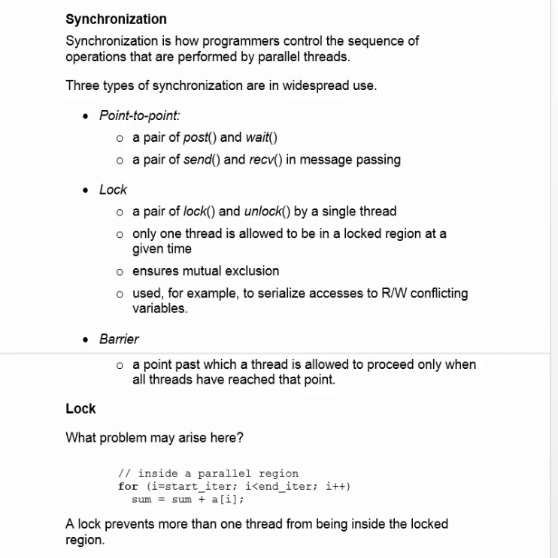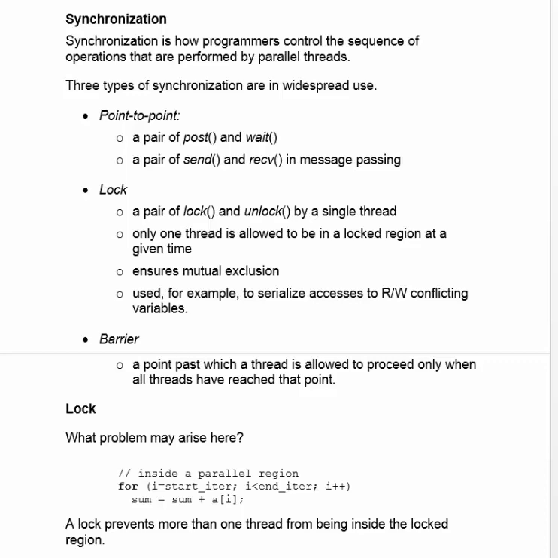The second kind of synchronization is locks. In locking, you have a pair of lock and unlock executed by a single thread. So a thread locks, then does what's in the critical section, then does an unlock. Only one thread is allowed to be in the critical section at a time, thus enforcing mutual exclusion. This is the way that one can serialize accesses to read-write conflicting variables.